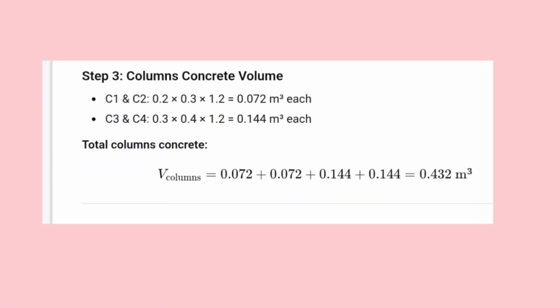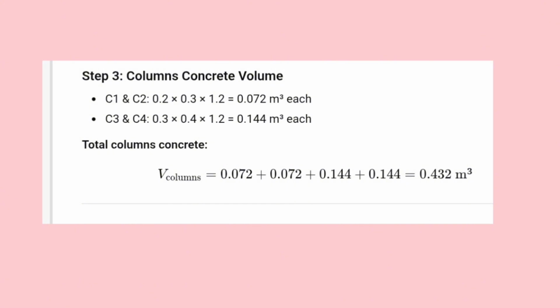Step 3 is column concrete volume. For columns C1 and C2, the cross-sectional area is 0.2 multiplied by 0.3, equal to 0.06 square meters. Volume equals area multiplied by height. 0.06 multiplied by 1.2 equals 0.072 cubic meters per column. For 2 columns, the total is 0.144 cubic meters.